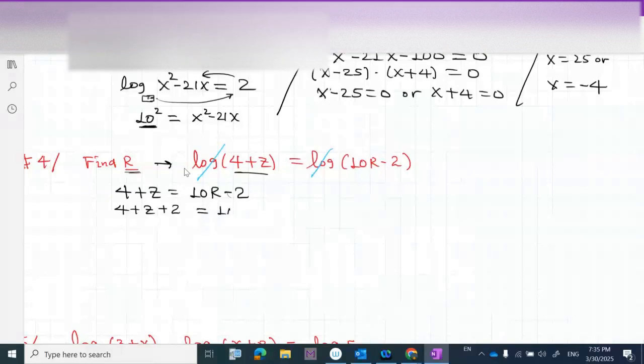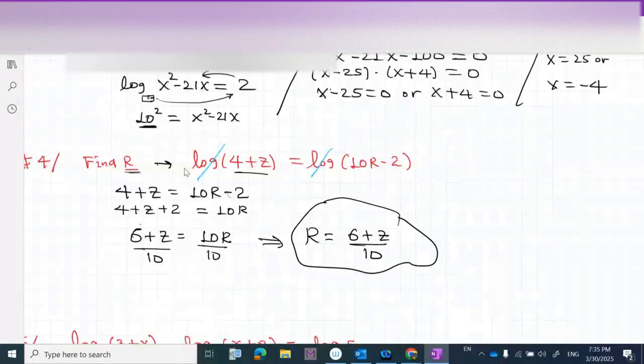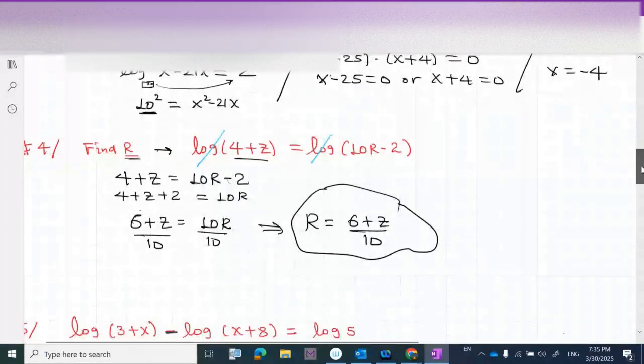Be careful, it is equal to 10r. So 4 plus 2 is 6. This part is going to be 6 plus z equals 10r simply. Then finally I'll divide both sides by 10. So this finally will give me r equals 6 plus z over 10. This is going to be my last answer. Okay, excellent.